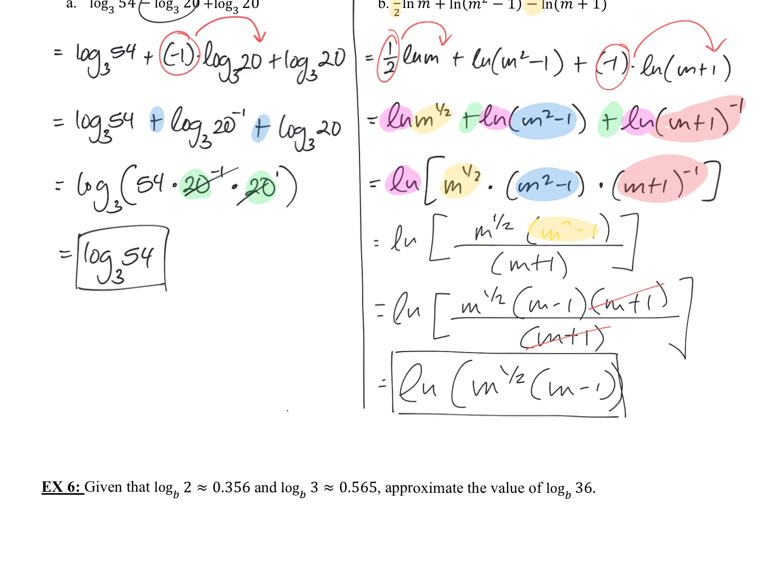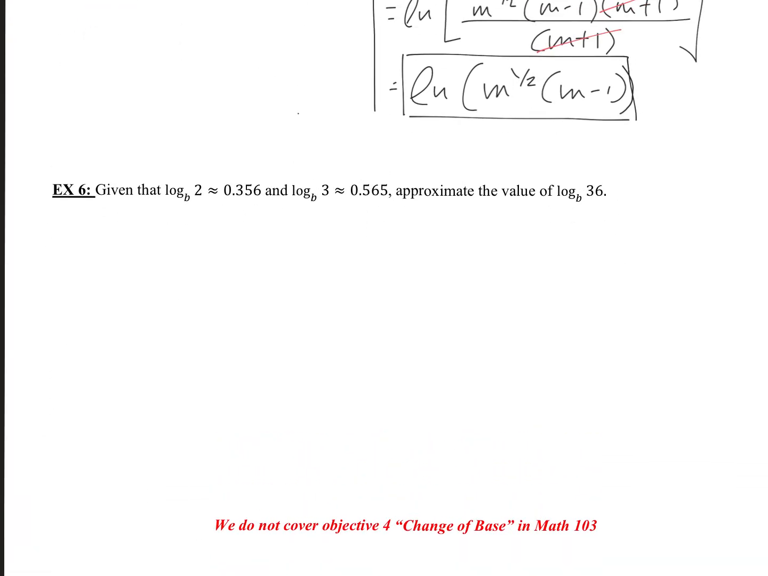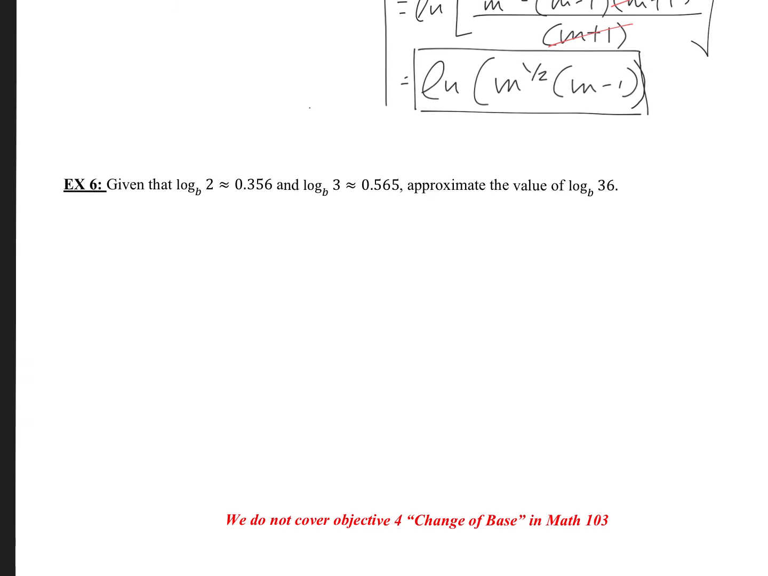Now let's take a look at, I believe, the last example for this problem. Given that log base b of 2 equals 0.356 and log base b of 3 equals 0.565, approximate the value of log base b of 36. All right, so we have log base b of 36. Go ahead and write this down.